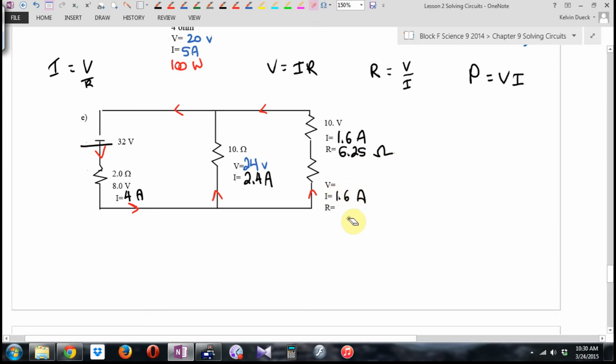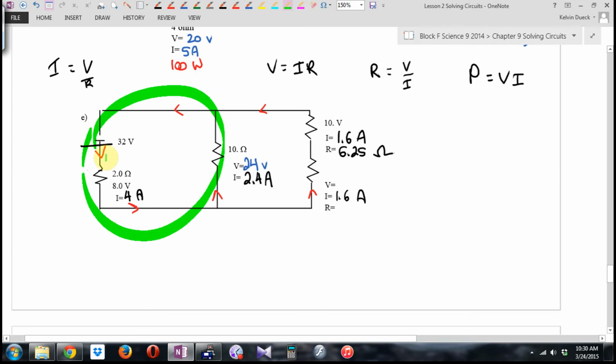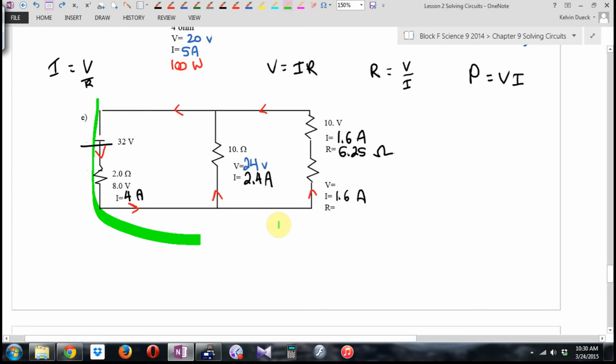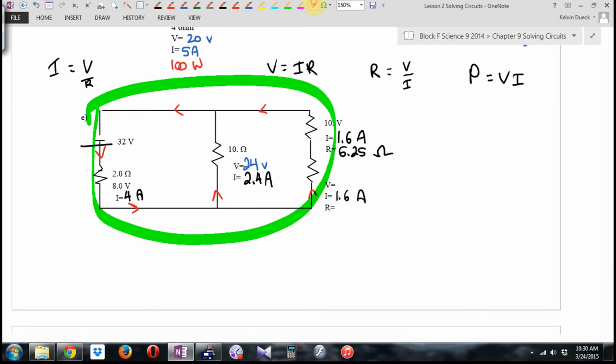Do I know two things in this resistor? Then my final step is I go skiing. Now, I already went skiing on this circle. What other circle is there that I can ski? The big one. So let's do that. Let's go. Didn't want to do that, Mr. Dueck. Let's go on that circle. So ready, Lyndon? How high? 32 volts. What do we lose going through this hill? Leaving? Yep, 24.